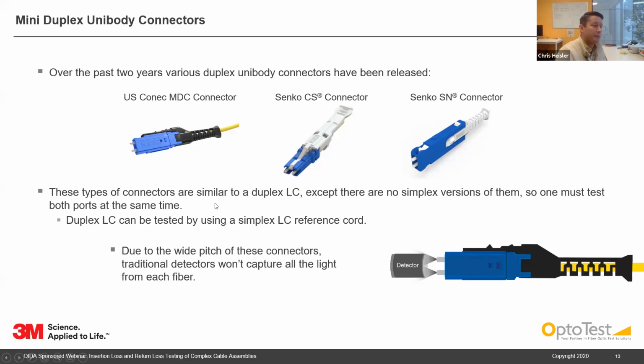A lot of times people will test duplex LCs using a simplex LC reference cord. However, these types of connectors do not have simplex versions, so you need to test both at the same time. Also, due to the wide pitch of the ferrules, a standard simplex detector cannot detect the light from both ferrules. So you typically need to break out the signal to 2 different detectors or use a large area detector or an integrating sphere.